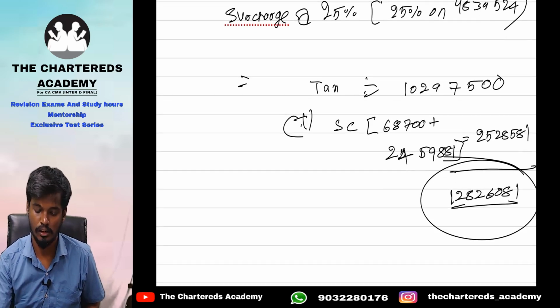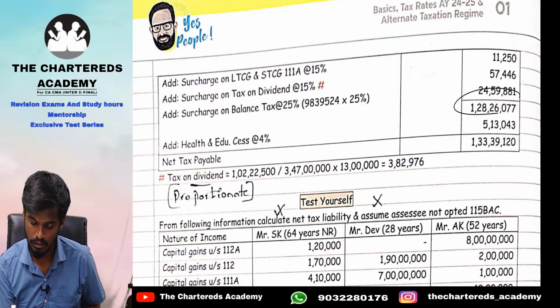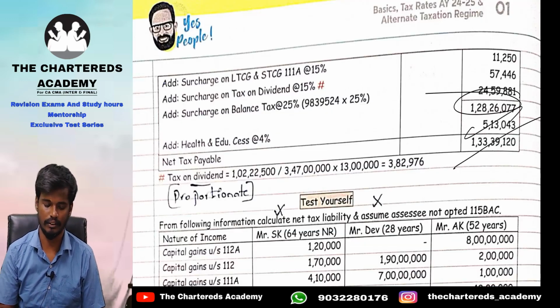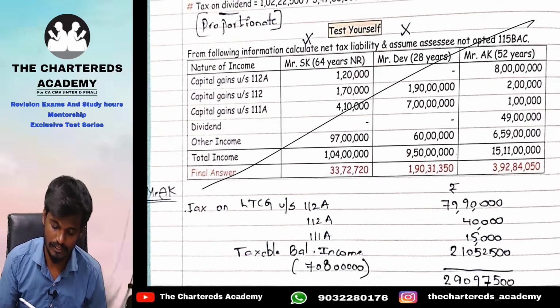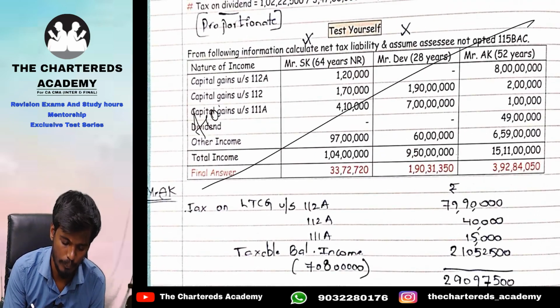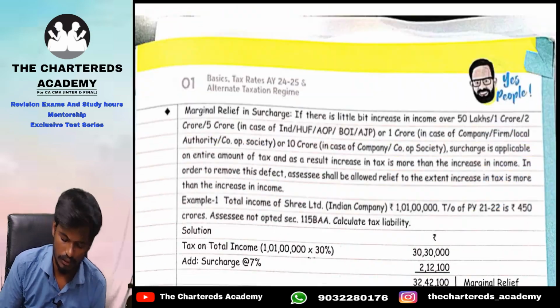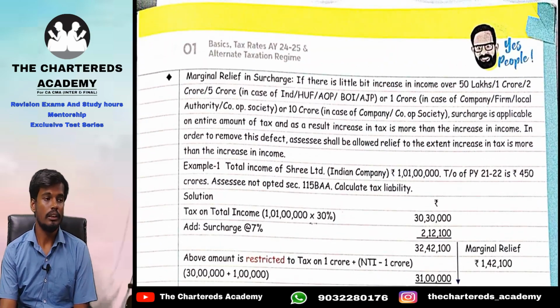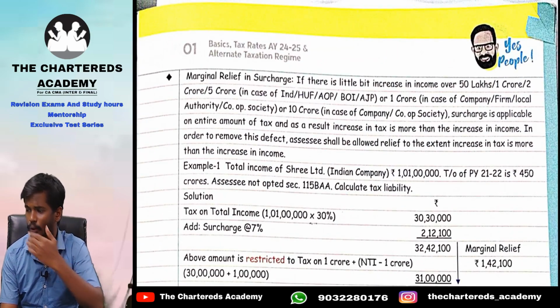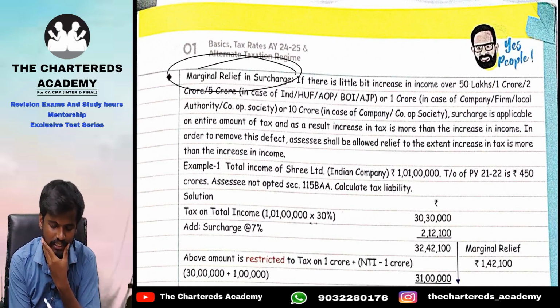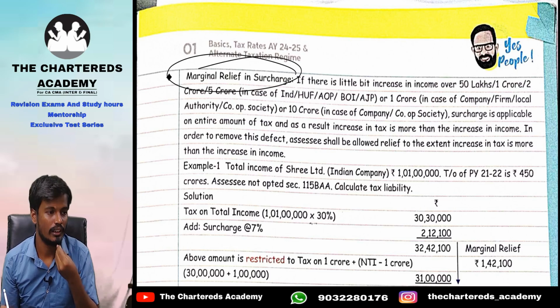Rounding off, education cess and everything. So test yourself, sir. This is a test yourself. There is homework for you. Please do the homework. That is all about how to compute the surcharge. Next, marginal relief, sir.